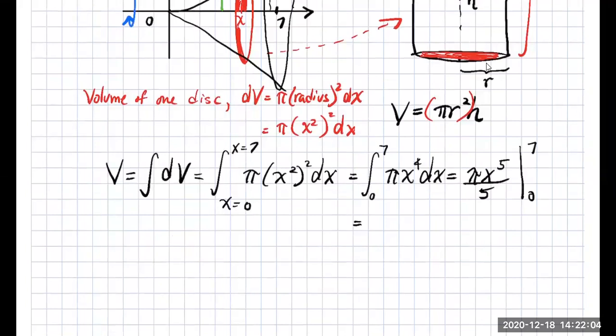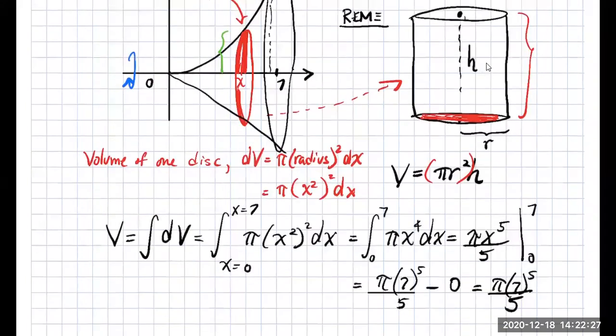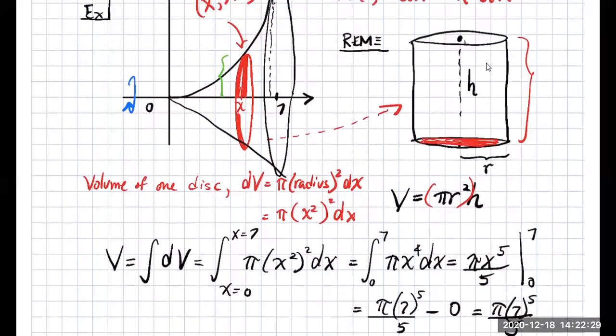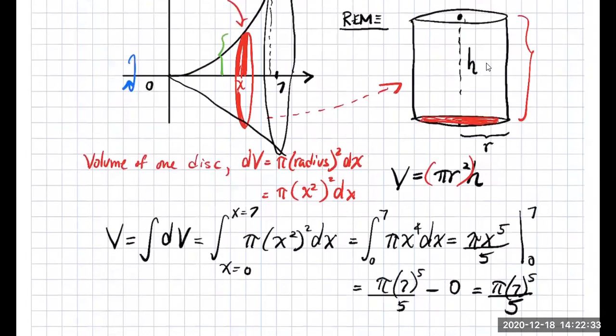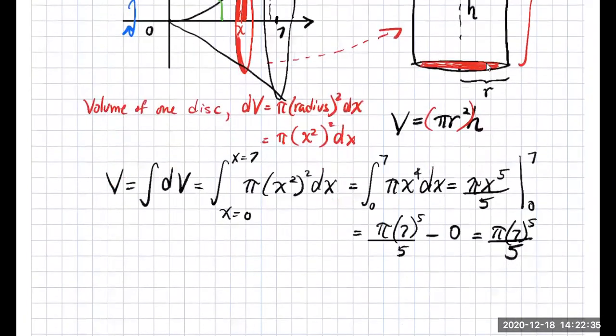So we use our fundamental theorem, input the 7 first, to get our final result. So that's what we'll be doing in this section. They may ask us to find area, so we already know how to find the area, but definitely we're going to be finding volumes of solids of revolution. Here's another example.